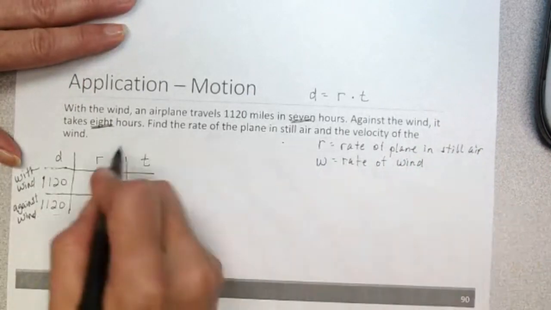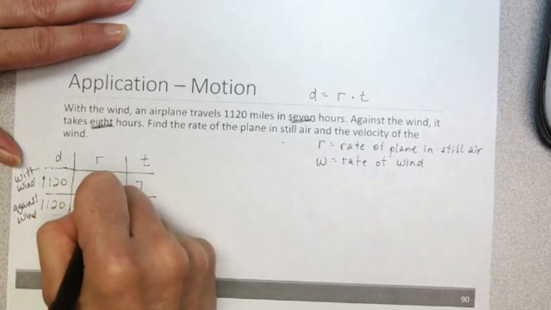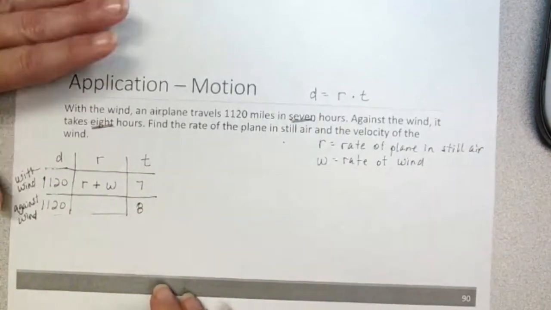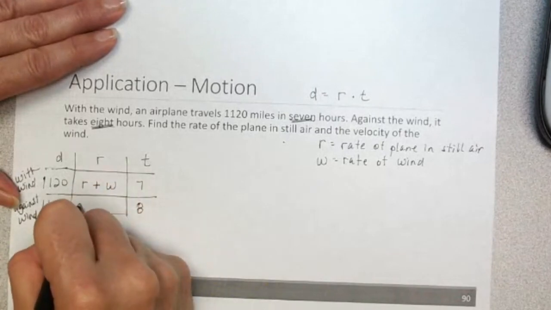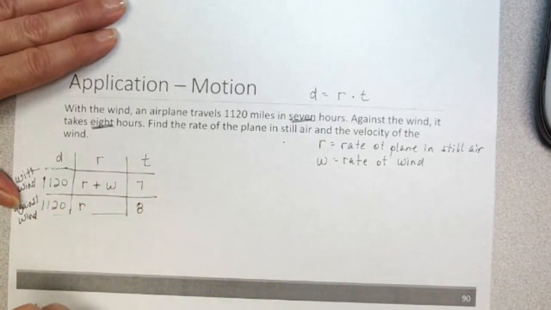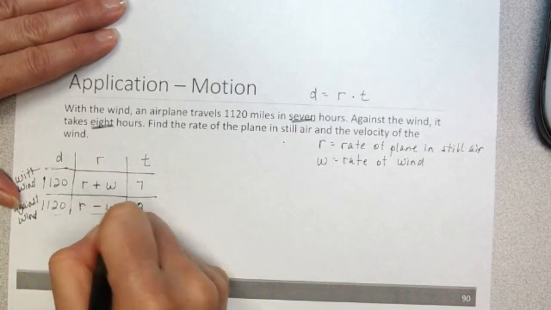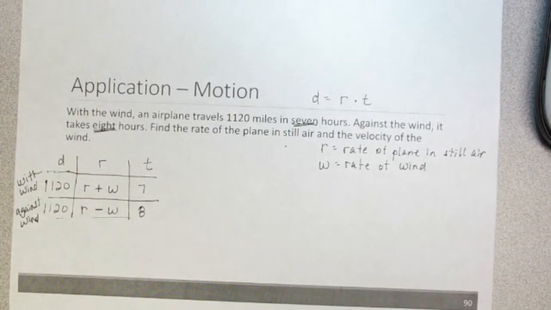Well, it's going to be the rate of that plane in still air plus the rate of that wind, as the wind is pushing that plane along. There's a tailwind going on, right? But against the wind, the rate that plane actually flies at would be the rate of the plane in still air minus the rate of the wind. The wind is fighting that plane. It's slowing it down a little bit.